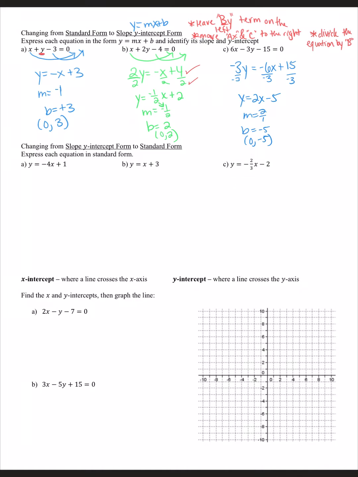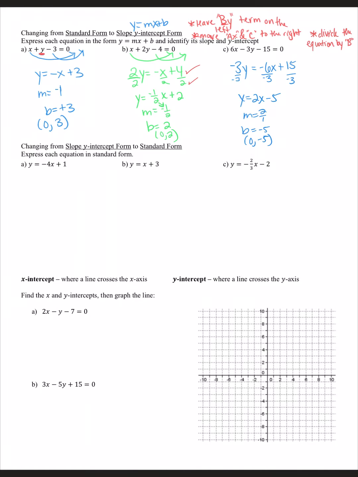Okay, so there's the solution to that equation. We moved over the 6x, we moved over the 15, and then we divided by that -3 to get our equation, and again identified our slope and our y-intercept. Okay, so that is us going from standard form to slope y-intercept form.